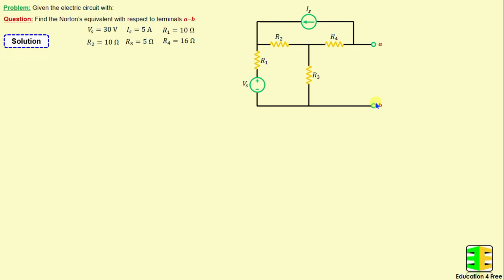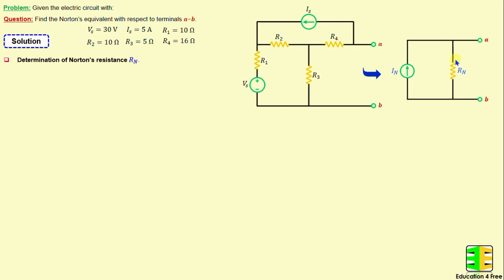By applying the Norton's theorem between terminals A and B, we can replace this circuit with a current source in parallel with a resistor, which will be denoted as IN and RN. I will start first with the determination of the Norton's resistance RN.